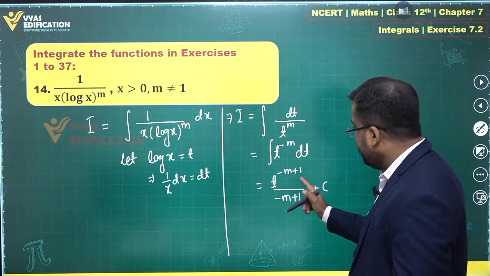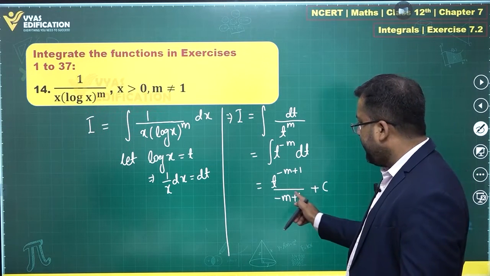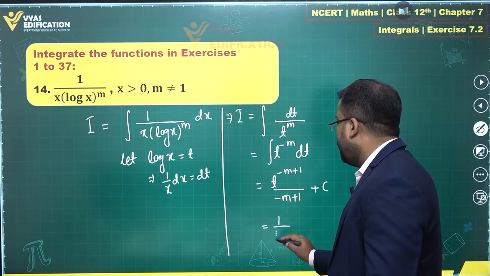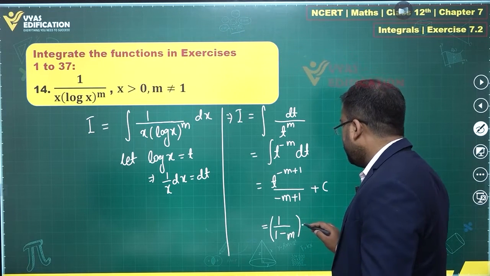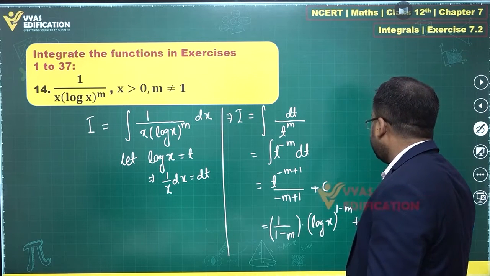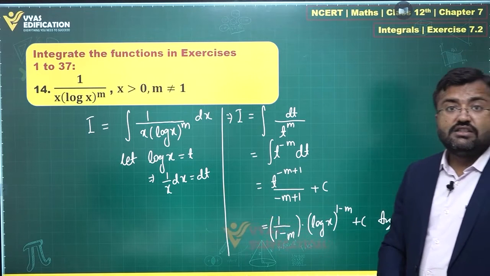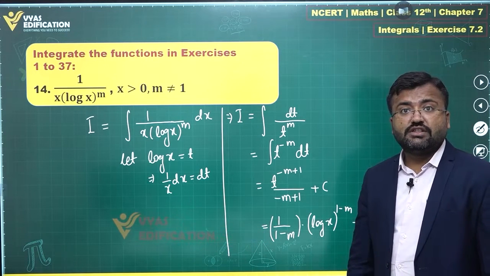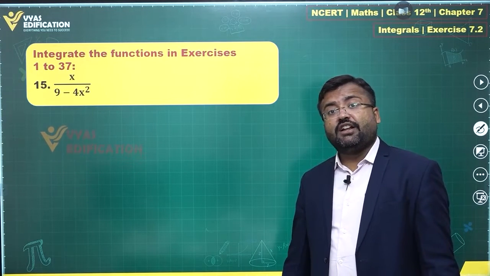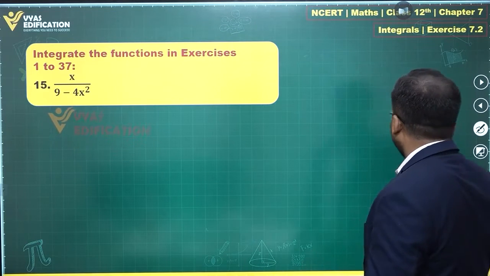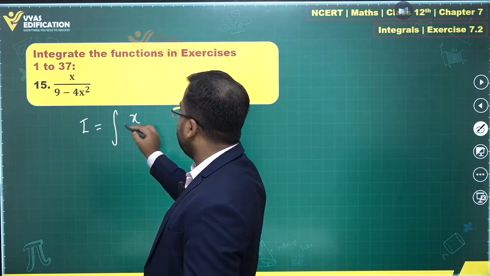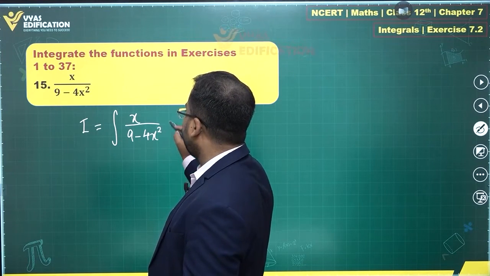And once I reach this stage, this is 1 minus m in the denominator, this is t power 1 minus m, t is log x, right? So 1 upon 1 minus m times log x power 1 minus m plus constant is what I get, and that is the required answer for this question over here. This is the 14th question for us. In the 15th question, we have 9 minus 4x square in the denominator and x in the numerator. Okay, the derivative of x square is present over there, so we'll use that simple substitution. Okay, I equals integral of x upon 9 minus 4x square dx.